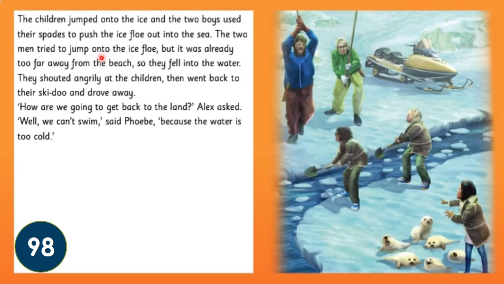Okay, we have here the third paragraph. So, the children jumped onto the ice, and the two boys used the spades to push the ice floe out into the sea. The two men tried to jump onto the ice floe, but it was already too far away from the beach, so they fell into the water. They shouted angrily at the children, then went back to their skidoo and drove away.